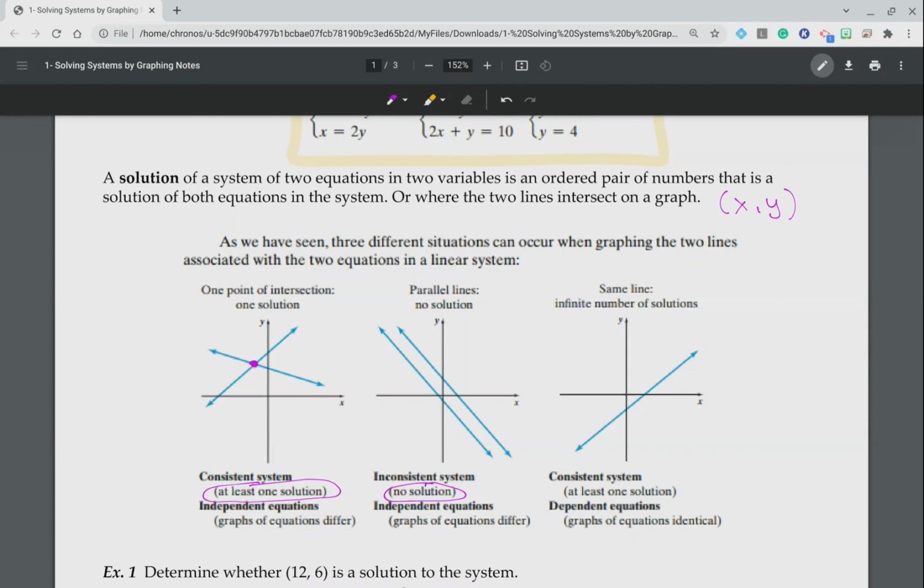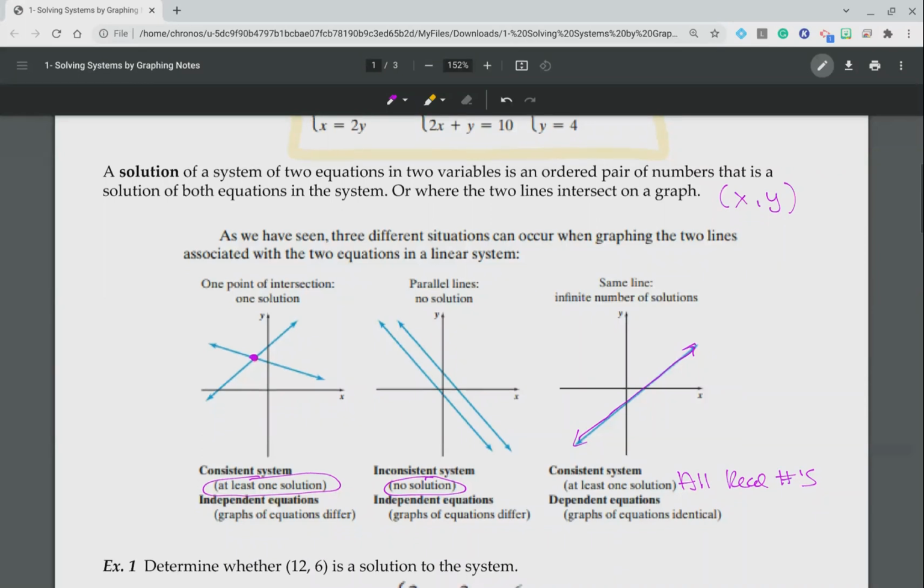And if you graph two lines and they fall on top of each other, so this looks like one line, but what it really is is two lines exactly on top of each other, then your solution is going to be all real numbers. So that's the three different scenarios that you might see when you're solving systems of equations.